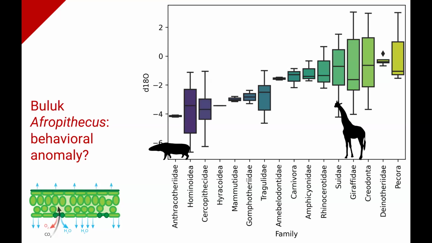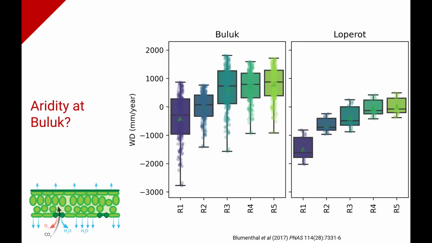But really interesting for us, the primates, including the Afropithecus specimens, are down next to the anthracotheres. And this is really perplexing. We see it for quite a few specimens, and it's not something that we see at any other site from this time period. It's not something that we see in other primate species today. And we're curious about why this is the case. We have some theories about it.